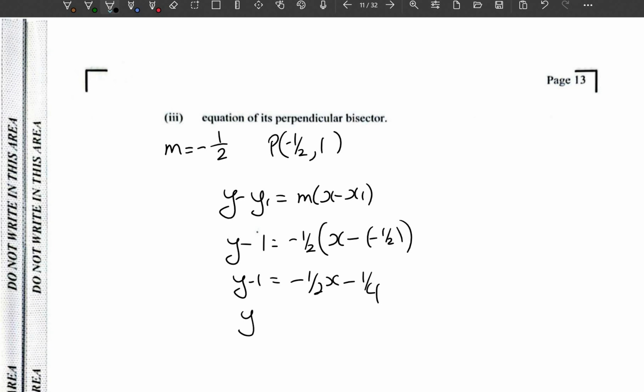We have then y is equal to -1/2 x, and we add 1 to both sides, so we have 1 minus 1/4, that's +3/4. Now we could leave the equation in this form, or we could multiply throughout by 4 to get rid of the fraction. So we see that 4y is equal to -2x plus 3.